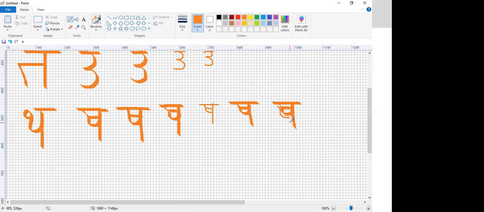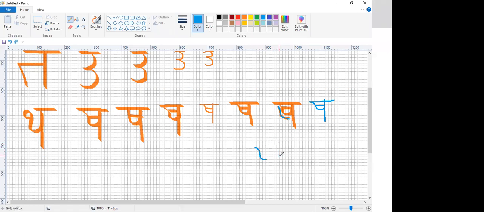Those things are important to make it beautiful. You see this? That is very important. So a slight curve. Then you bring it here. Not so big a curve. And then you do here, and then you add a Shirorekha.